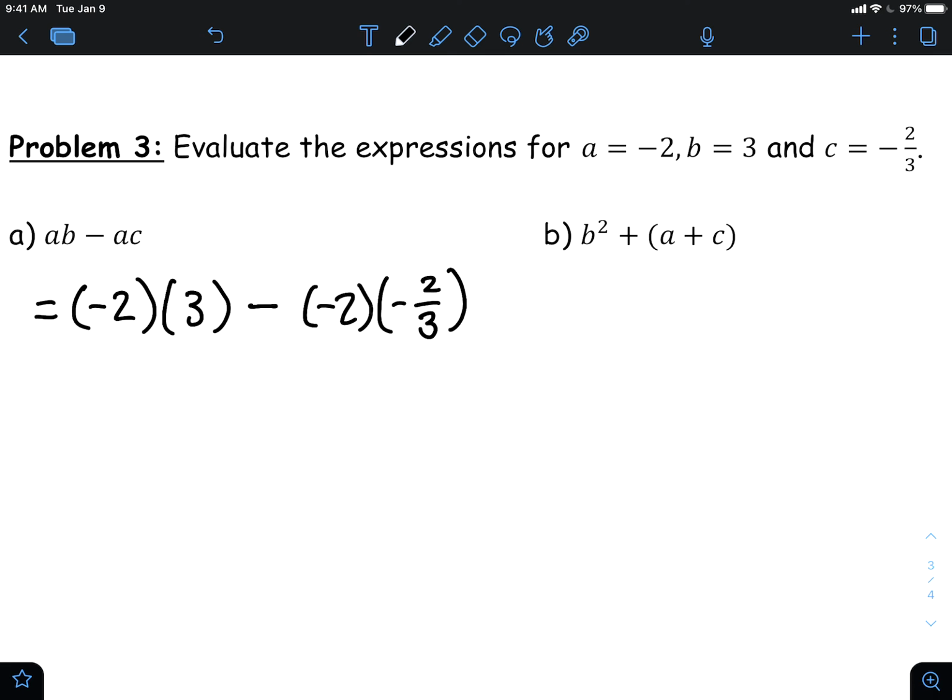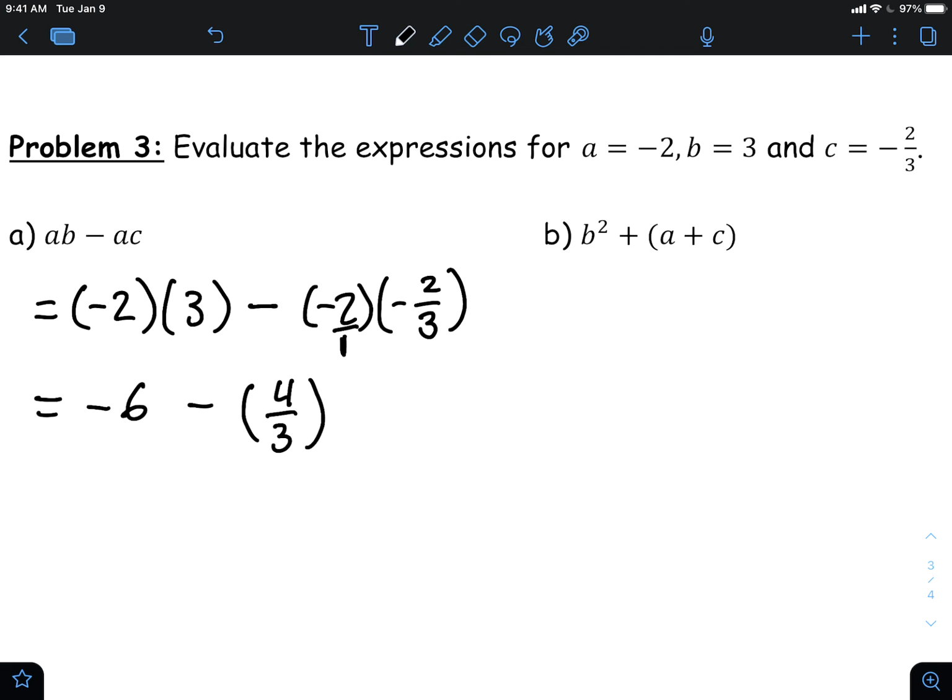So the first thing we want to do is do our multiplications here. So minus 2 times 3. That just gets you minus 6. And then over here, we've got minus 2 times minus 2 over 3. So we can think of that as minus 2 over 1. And we've got 2 negatives, so those are going to cancel out. So that leaves us with 4 over 3, because 2 times 2 gets us 4, and then 1 times 3 gets us 3 as our denominator.